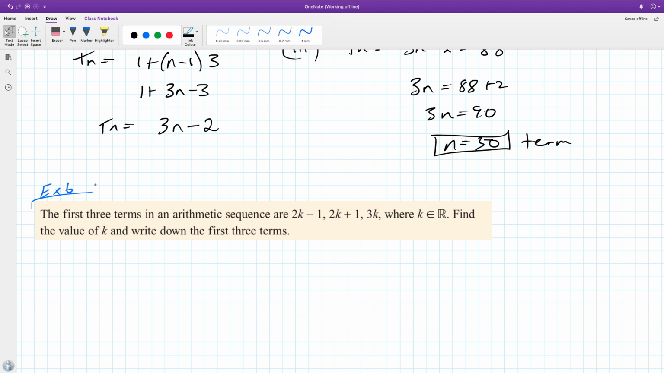Why is the 10th minus the 9th equal to the second minus the first? How would you get from the 9th to the 10th? You add the common difference. How would you get from the first to the second? You add the common difference. All they're doing is finding the common difference between the two.